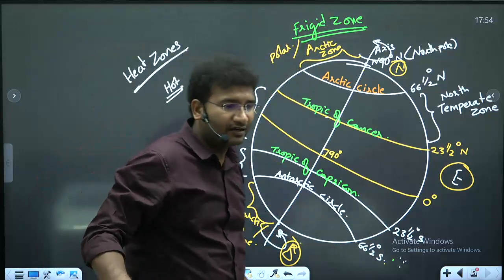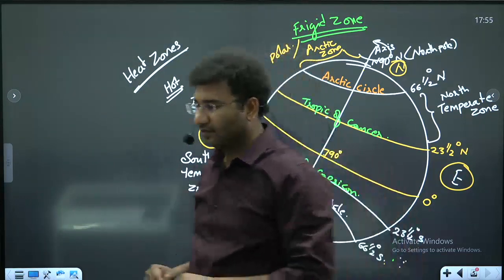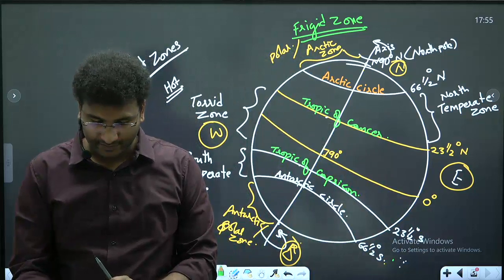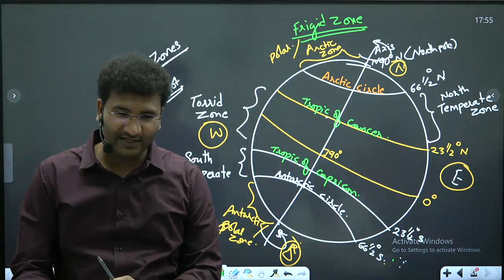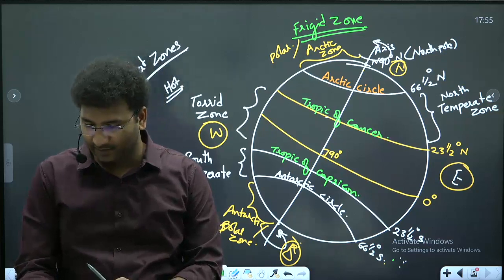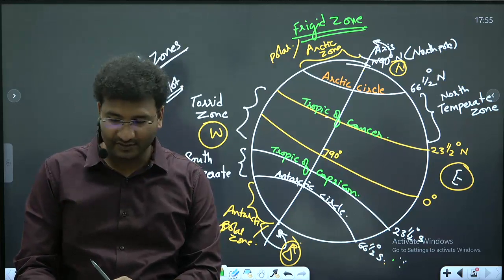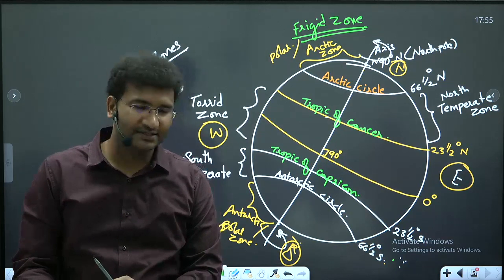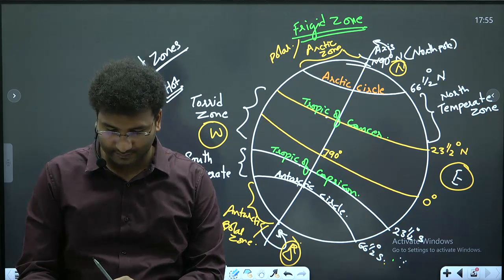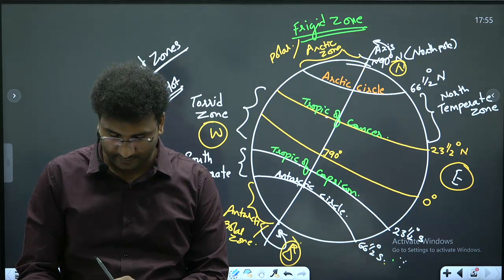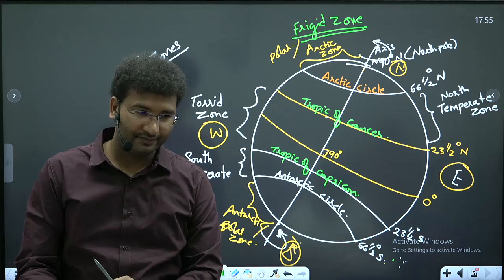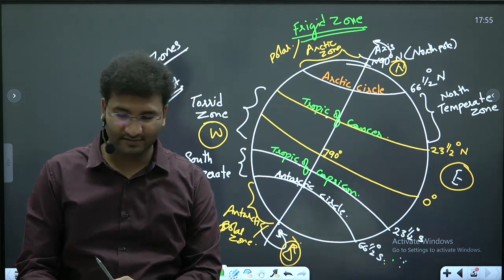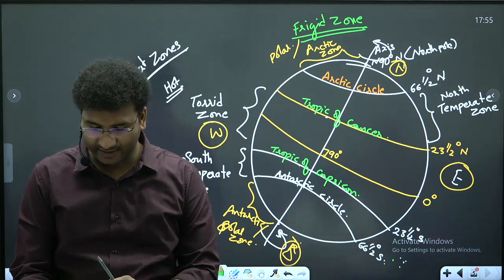Next. 23.5 degrees south is called Tropic of Capricorn. 66.5 degrees south is called Antarctic Circle. And 90 degrees south is South Pole.